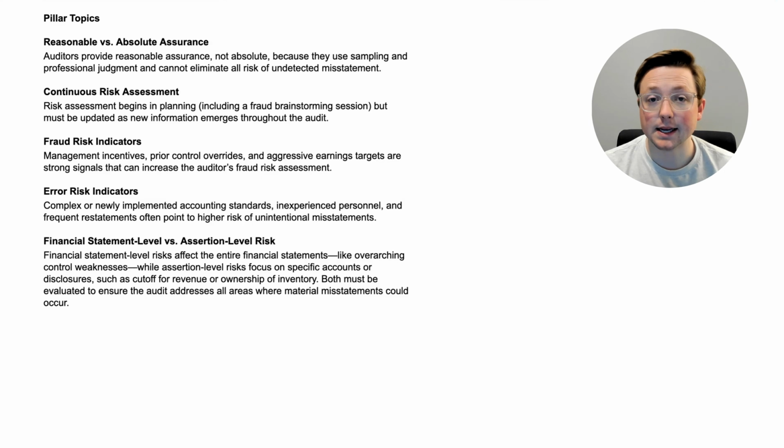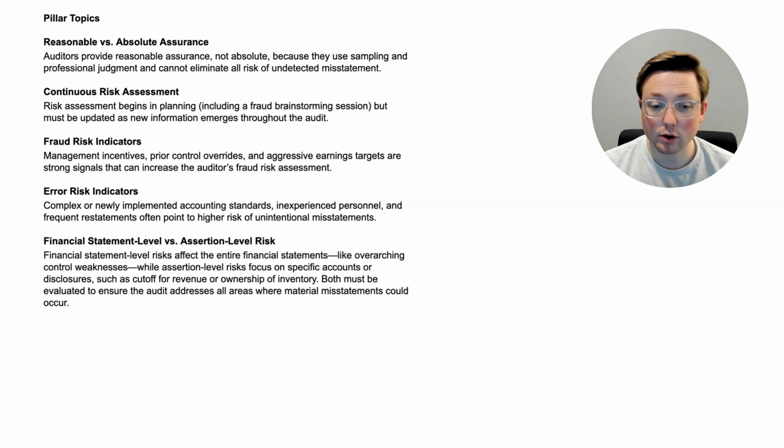Let's talk about continuous risk assessment. Risk assessment begins in planning, and that includes the fraud brainstorming session, but must be updated as new information emerges throughout the audit. Let's talk about fraud risk indicators. Management incentives, prior control overrides, and aggressive earnings targets are strong signals that can increase the auditor's fraud risk assessment.